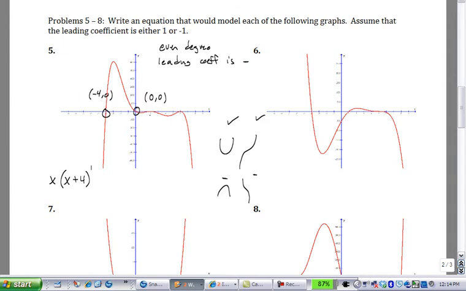The next one, there's a bounce off, and it occurs at 2, 0. So what's the factor? X minus 2. What would be an appropriate exponent? 2. Okay, and then we have another bounce off at 6. So what's the factor? X minus 6. Exponent?